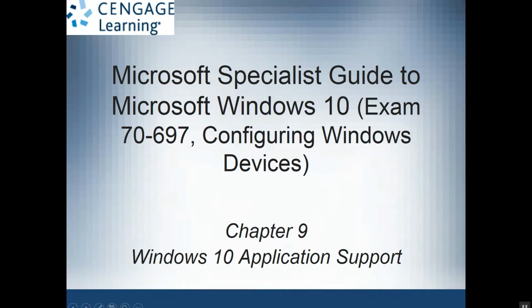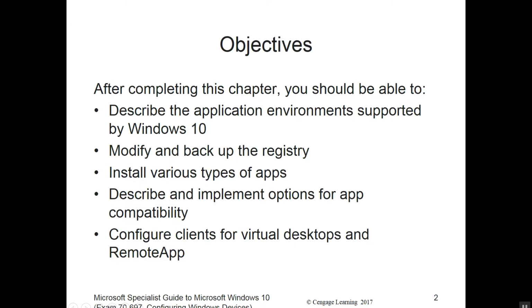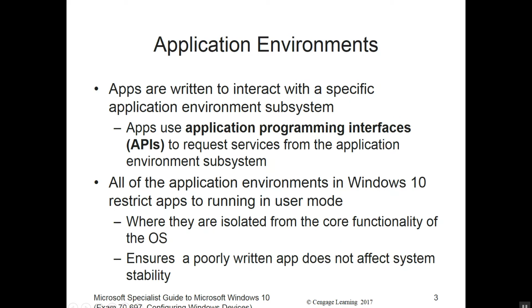All right, gang. So here we are, Chapter 9, and we're going to deal with Windows 10 application support. In this chapter, we're going to describe the application environments that are supported by Windows 10, modify and back up the registry, install various types of applications, describe and implement options for app compatibility, and configure clients for virtual desktops and RemoteApp.